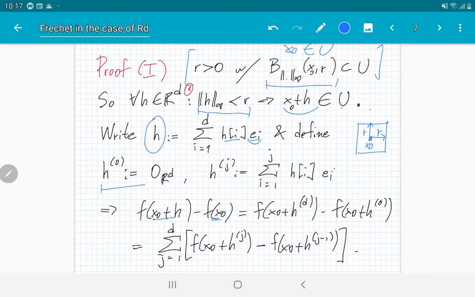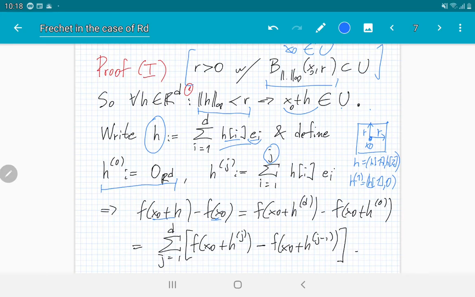You start from the 0 vector, and the jth vector is the sum that defines h, but you only add up to the jth coordinate. Let's look at 2 dimensions, just to make life simpler. So h sub 1 is a vector that has the first coordinate equal to h1 and the second coordinate equal to 0.